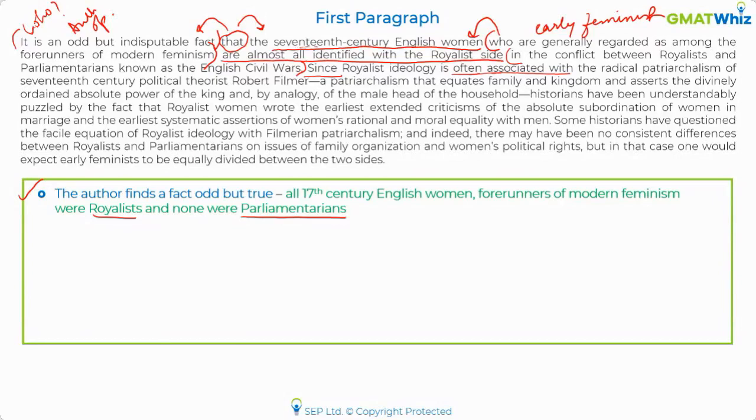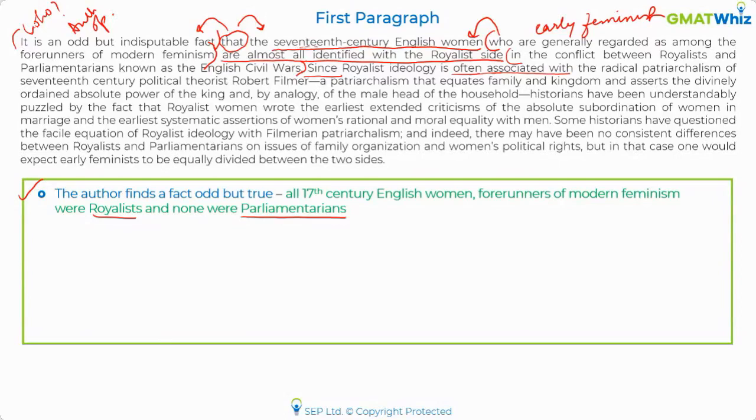You have these questions which say which of the following is the author's belief, which of the following is the author most likely to agree to. You have to be very careful about such answers. In this sentence, the author is not saying that he associates royalist ideology with radical patriarchalism. He's saying it is generally associated with. Others associate royalist ideology with radical patriarchalism. So be careful here, okay? Let me go ahead.